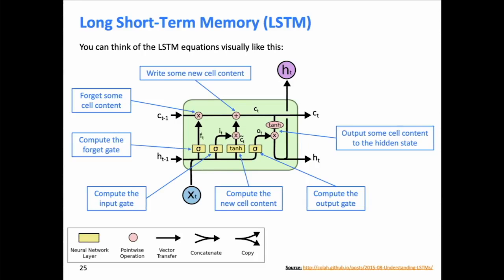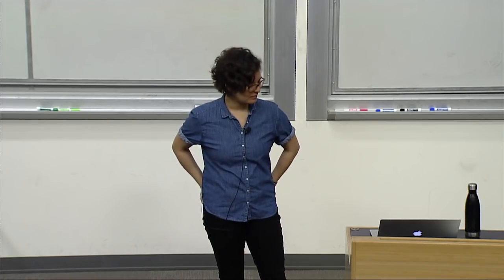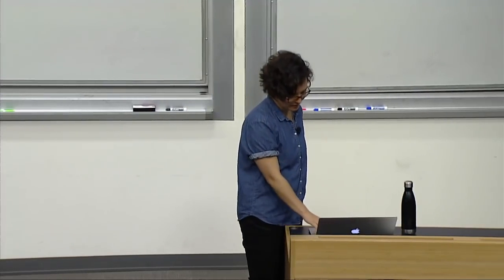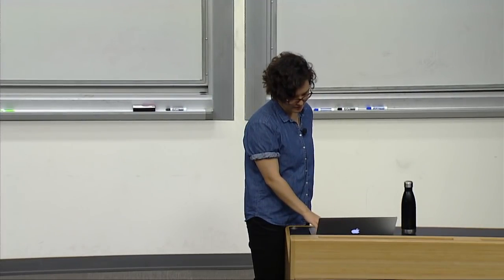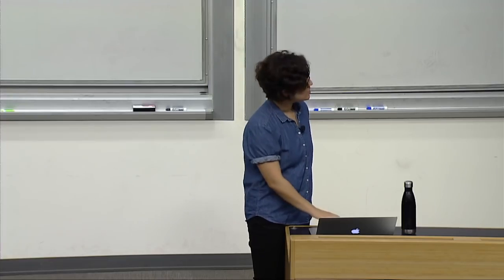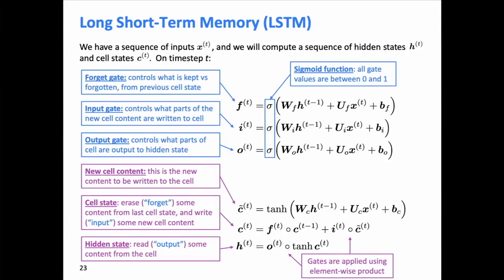Is that a question? What's the importance of applying a second layer of nonlinearity with the final tanh if we're already applying this in the computation? The question is, why are we applying a tanh on the very last equation on this slide, why are we applying a tanh to the cell before applying the output gate? Let's see. Yeah, so your question is that the new cell content already went through a tanh.